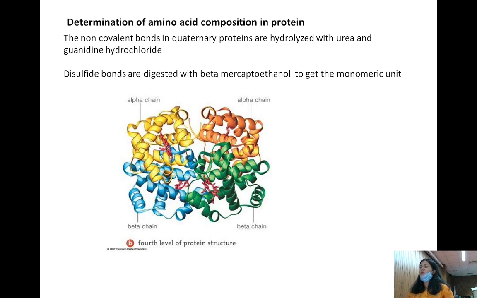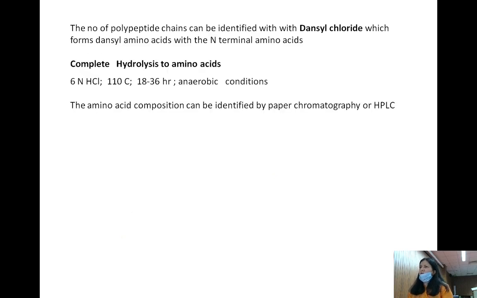Any protein molecule may have a quaternary structure, or it may have a structure only up to the tertiary level. But if it has a quaternary structure, then first you have to break the non-covalent bonds in order to separate the monomeric units, isn't it? So this is done by adding reagents. You have to remember these reagents. You can go through the textbooks again. By adding urea and guanidine hydrochloride, this will break the non-covalent bond. And if any disulfide bond is present in between the subunits, then it will be hydrolyzed by adding beta-mercaptoethanol. So once these quaternary structures are hydrolyzed, then you get a primary structure.